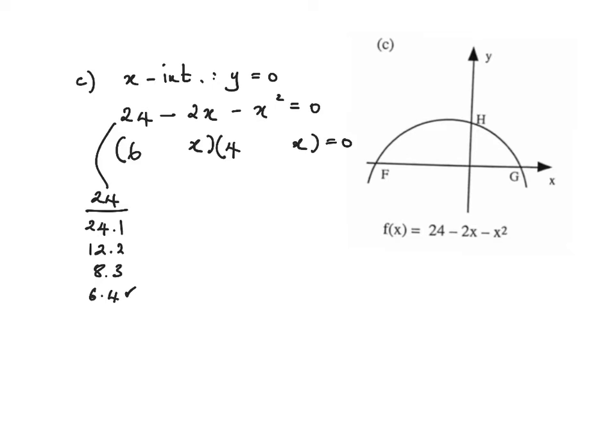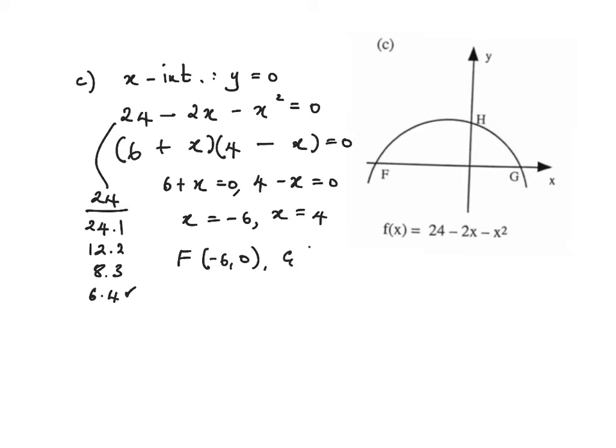We want to get a minus 2x, so I'm going to put the minus here and the plus here. 6 plus x equals 0, 4 minus x equals 0, x equals minus 6, and x equals 4. So F has coordinates minus 6, 0, and G has coordinates 4, 0.